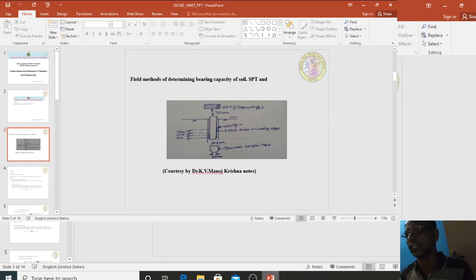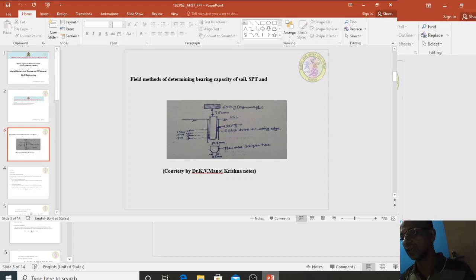Next, in order to lift the 65 kg hammer and to drop it from a height of 75 centimeter, we require a tripod stand with a pulley winch assembly, for effective application of impact load. This is the requirement of the SPT test assembly.